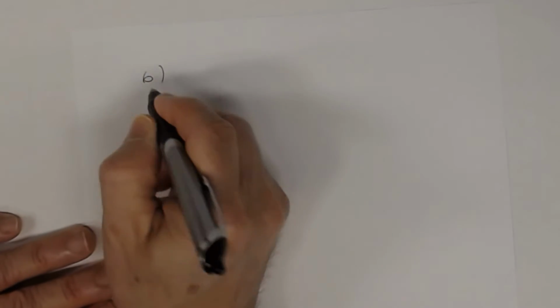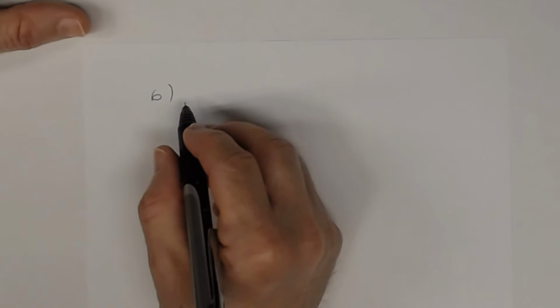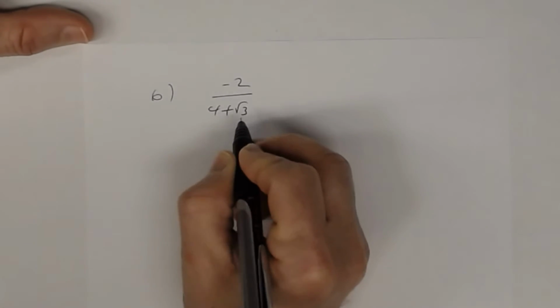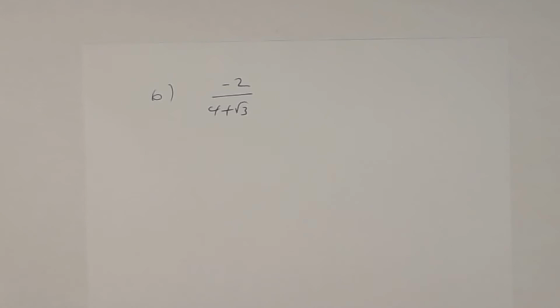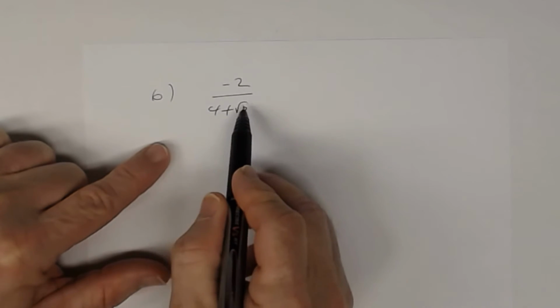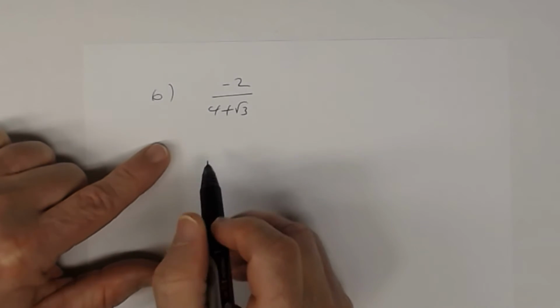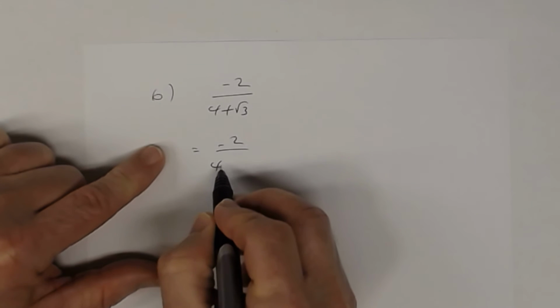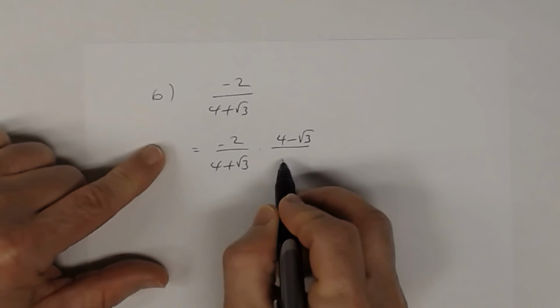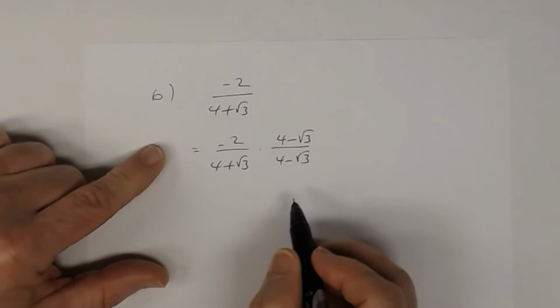Let's do a couple more. So it's not difficult. You're dealing with conjugates this time. Okay, so let's look at number 6. We have negative 2 divided by 4 plus the square root of 3. All right, so the conjugate, you have two terms in the denominator. So the conjugate of 4 plus the square root of 3 is 4 minus the square root of 3. So you can multiply both numerator and denominator by 4 minus the square root of 3.